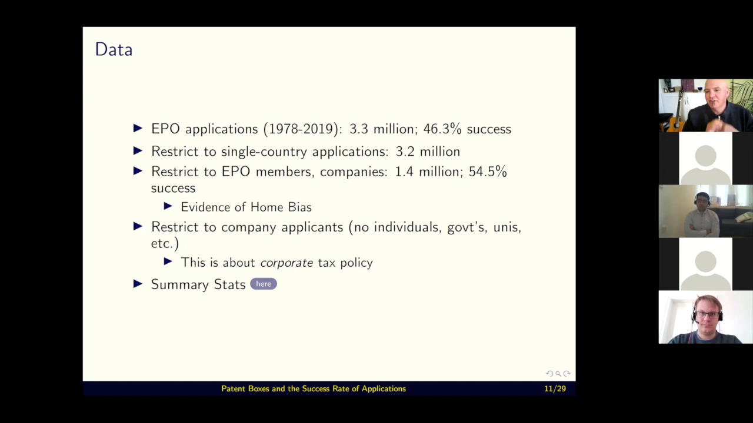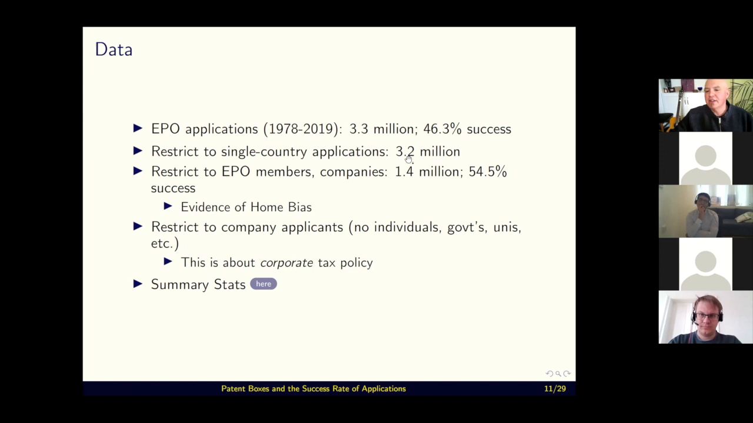Then we're gonna restrict ourselves to applications from EPO member countries. And again, the reason why is this home bias story. Americans have a harder time patenting in Europe than Europeans do. And then we're also gonna restrict ourselves to applications coming from companies. And so we're not gonna include governments or applications coming from individuals or universities. The reason why, especially individuals, this is a corporate tax policy, not a personal income tax policy. And governments and universities and hospitals probably aren't as motivated by profit considerations. And so it's just potentially a different animal. So we're gonna shave those out of there as well.